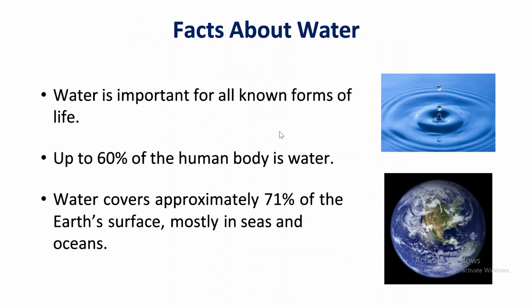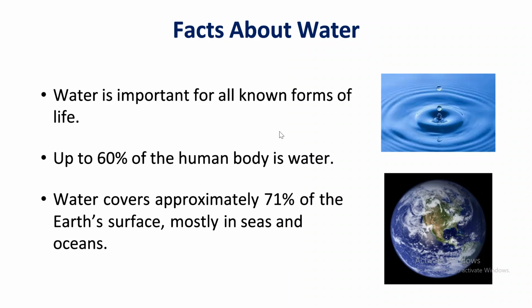So now we are going to talk about the theory behind today's lab. So the most important thing we're going to talk about today is water. As you know, water is important for all known forms of life. We are dependent on it. 60% of the human body is made up of water, and water actually, believe it or not, covers 71% of the Earth's surface, mostly in seas and oceans.